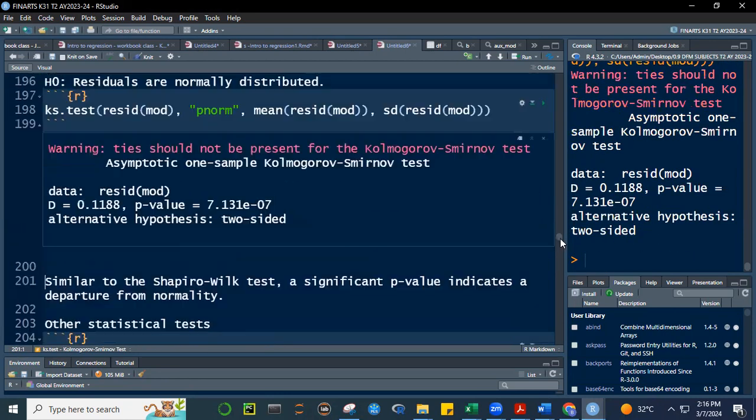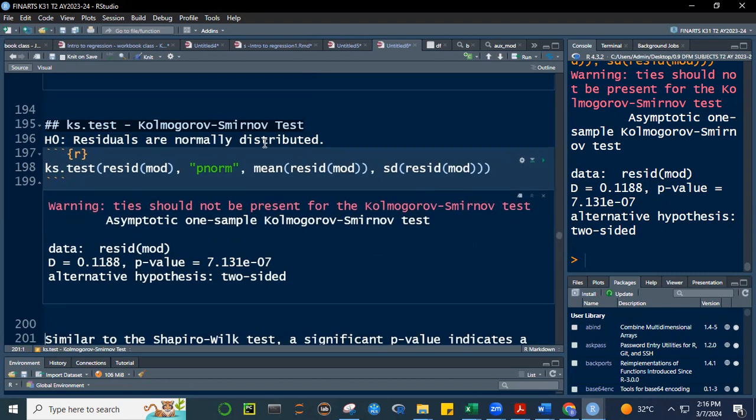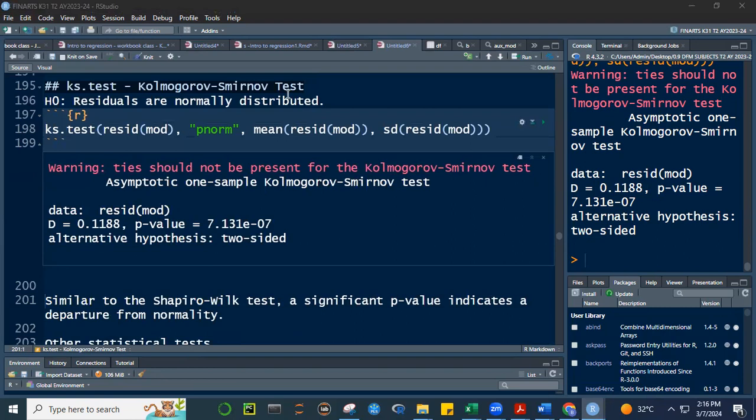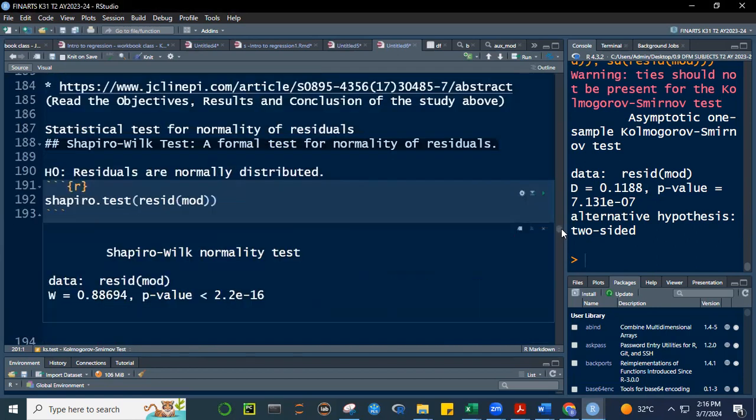Okay. So ganun din, class, ang sinasabi, no? The p-value is very, very small. Okay, so ang sinasabi natin, we reject the null hypothesis that the residuals are normally distributed. Okay, so whether we're using Shapiro-Wilk or Kolmogorov-Smirnov, Shapiro, maiksi lang yun.